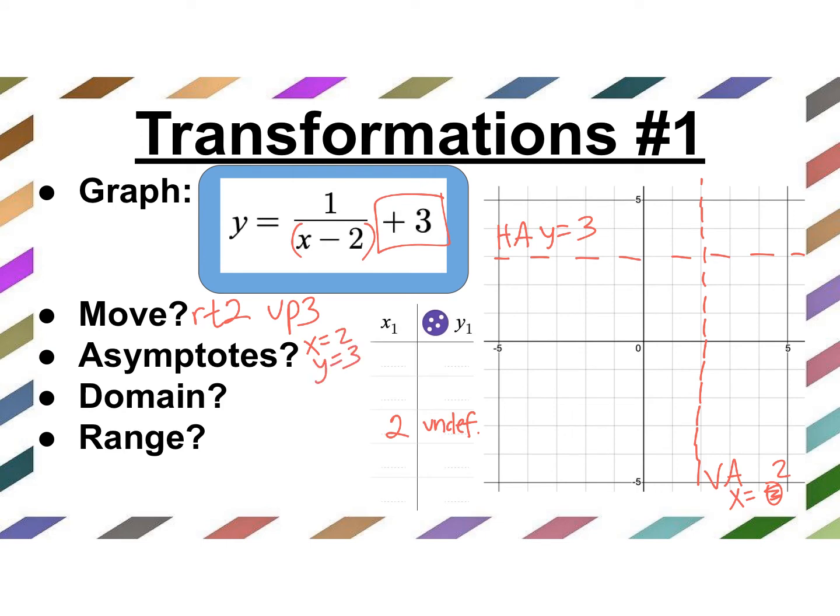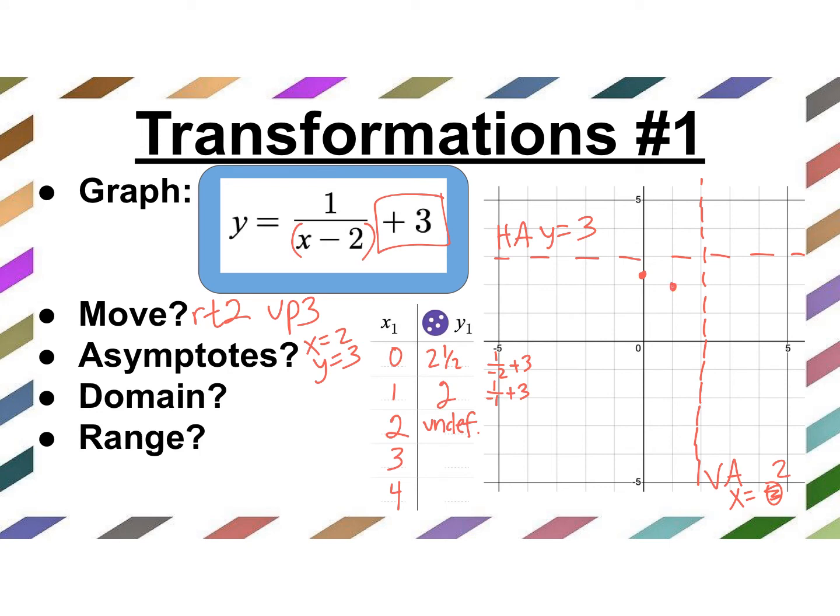So let's come up with some values for our table, and then we'll compare it to our transformation. So if I know I can't be 2, I'm going to pick 2 values smaller. So 1 and 0 is good, and 2 values bigger, 3 and 4. So when I plug in 0, I get 1 over negative 2 plus 3. So that's 3 minus a half, so that's 2.5. So I'm at 0 and 2.5. When I plug in 1, I'm going to get 1 over negative 1 plus 3, which is 2. So I'm at the point 1, 2.